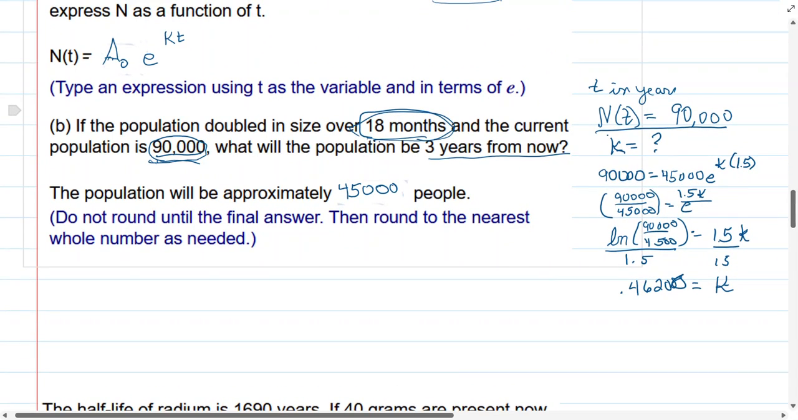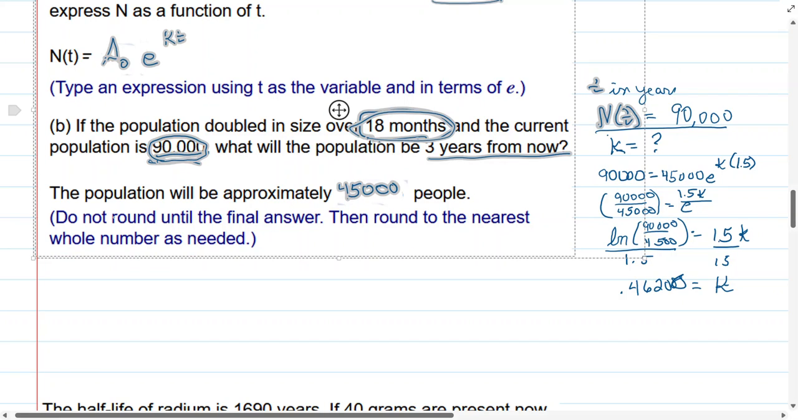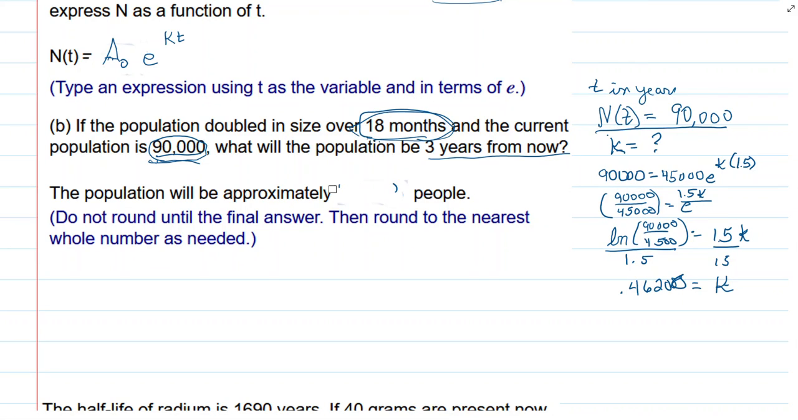Oh, I'm sorry. I jumped the gun. I misread. I'm doing this part right there. Sorry. So what will be the population in 3 years from now? So now our population is 9,000, right? Because we figured out what the K is.